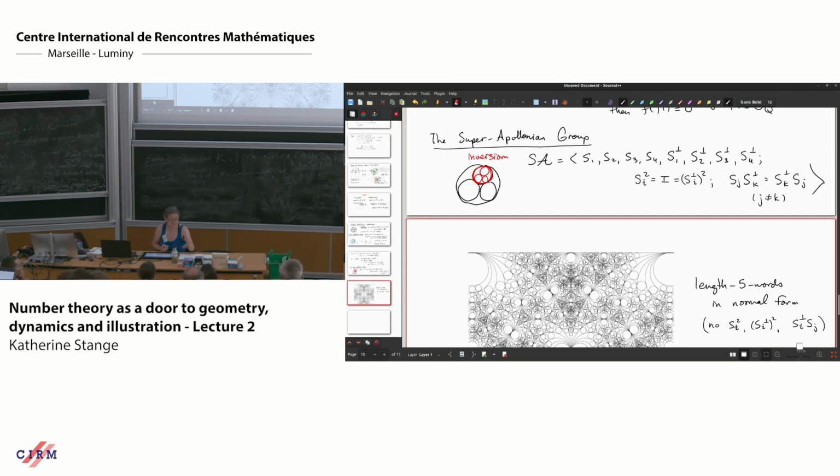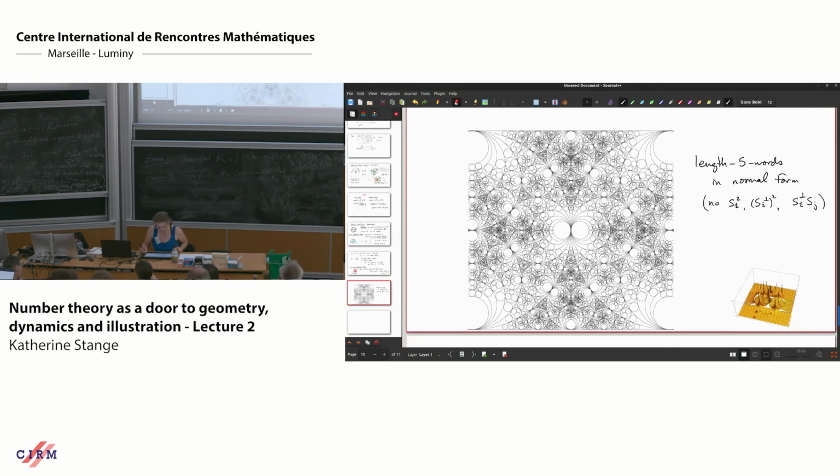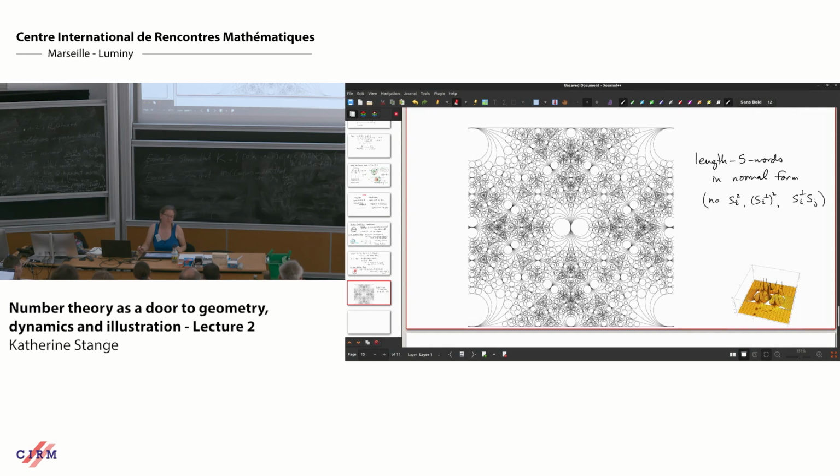So this is an invariant density for the action of this group on the boundary, or for the dynamical system that you would set up to move to the root in the Cayley tree.